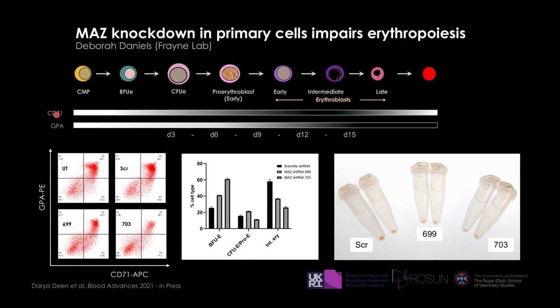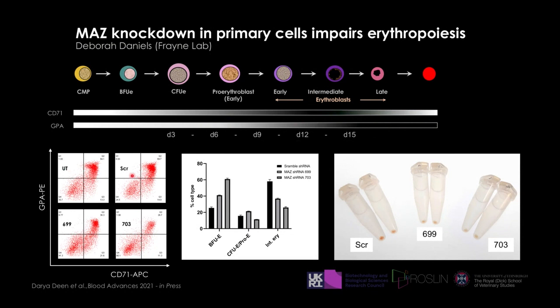So the differentiation markers we're using here are CD71, which is the transferrin receptor expressed at the intermediate stage over here, and then glycophorin A, which is expressed at a much later stage. So in a normal situation, cells will start accumulating these markers, and then the fully differentiated one, the GPA, which is what you can see here on the flow cytometry.